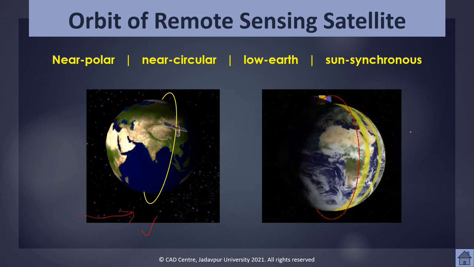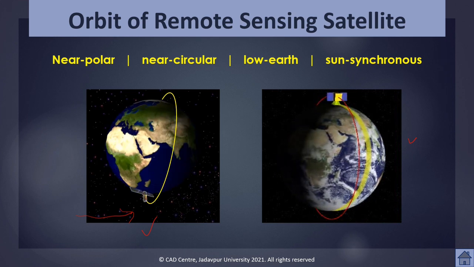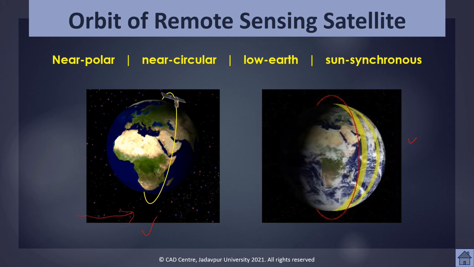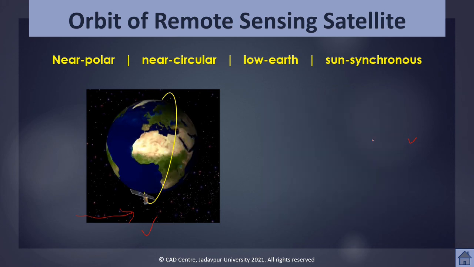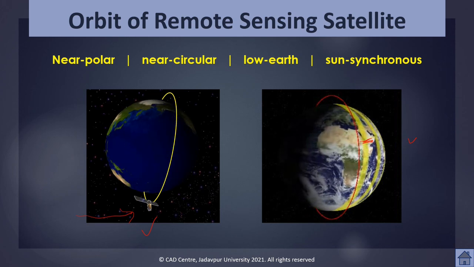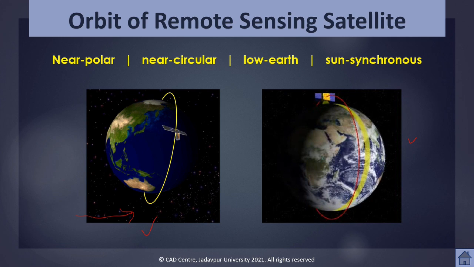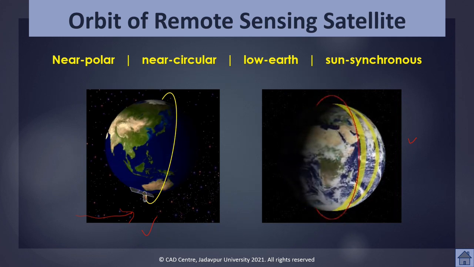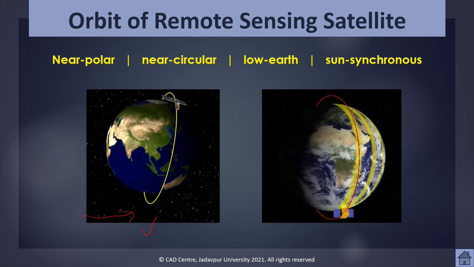And as you can see here, with slower motion, it is showing that the satellite is scanning a specific portion of the earth. Some portions may be left, for example, this portion is left, but ultimately this portion will be scanned after a few passes. So this is basically the orbital characteristics of remote sensing satellites.